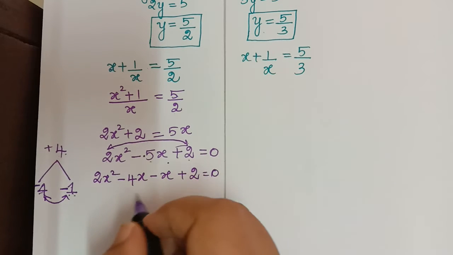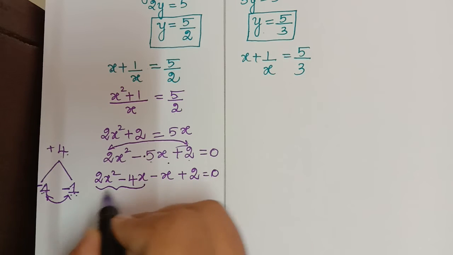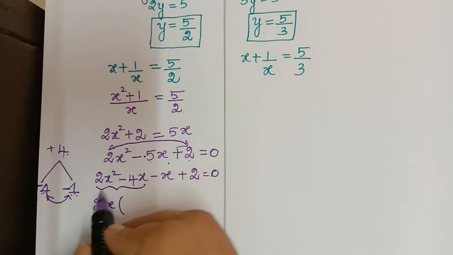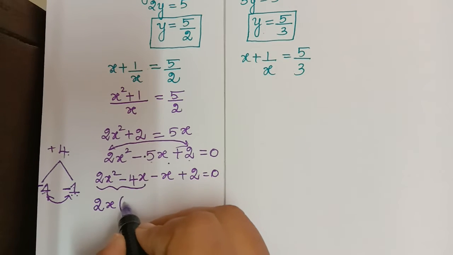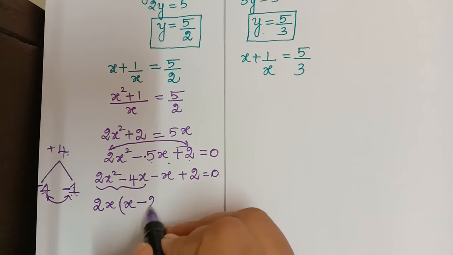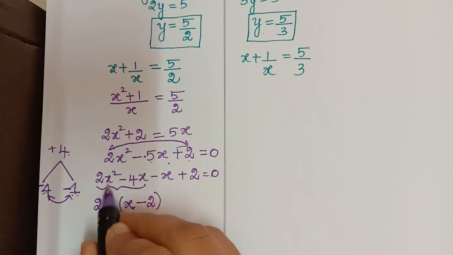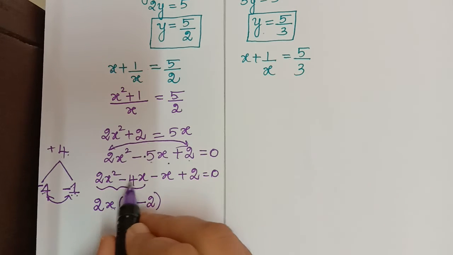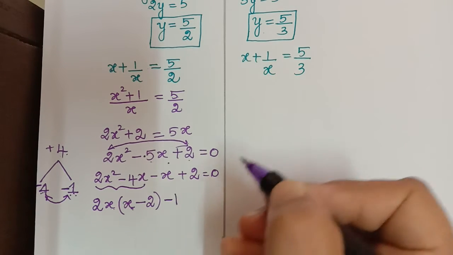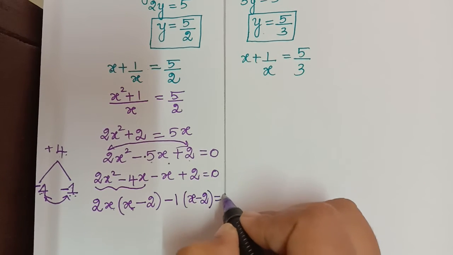Now next, in these two terms, what are the terms that we could take common out? We can pick out 2 and x, and inside we will be left with x, and then negative, and here we are left with 2. So if you see, 2 multiplied with x and x is 2x squared, and this multiplied with this is negative 4x. So that is what we have done here. And in these two terms we will take negative 1 out, and we will be left with x minus 2, which is equal to 0.